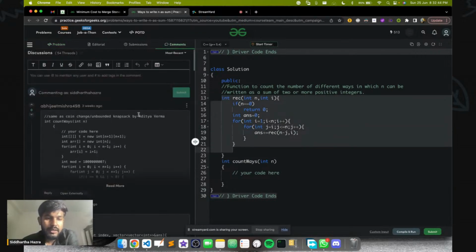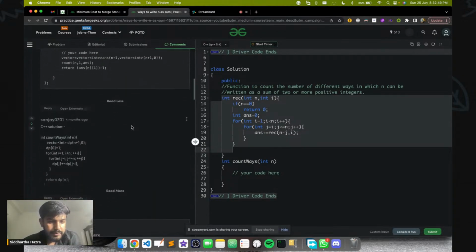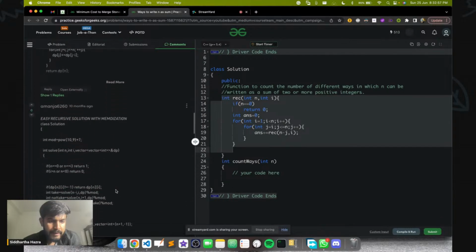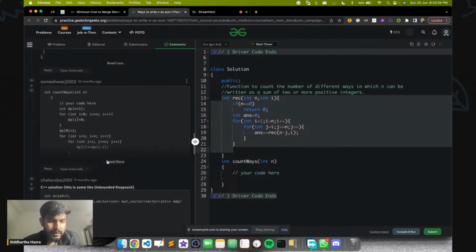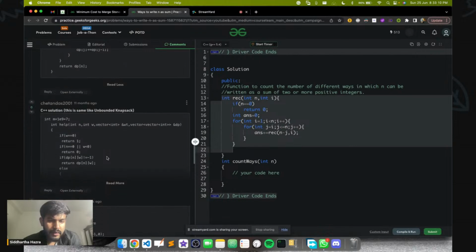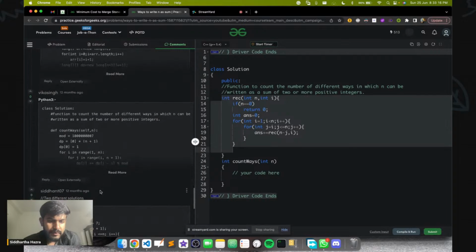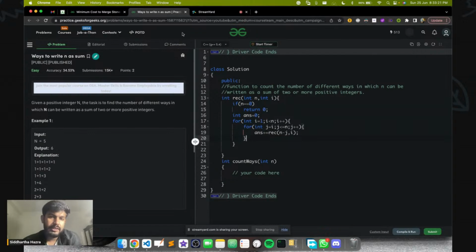Let me go to the comments and show it. One second, let me just see. Is there anything like that in the comments? Yep, like this. Count the number of ways. Yep, kind of like this. Same as unbounded knapsack? No, no, no. Okay, leave it. You can just find it for yourself. But this would be the recursive solution.